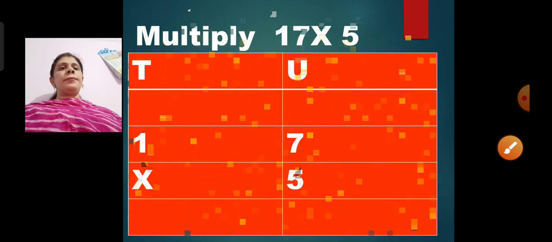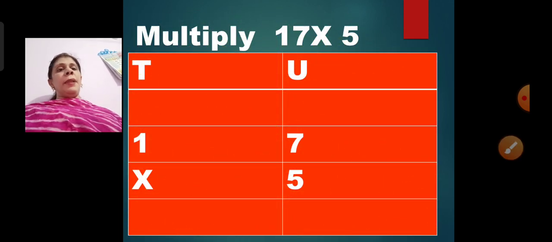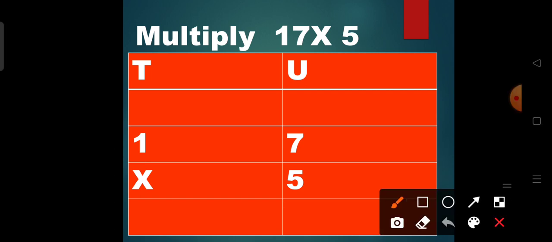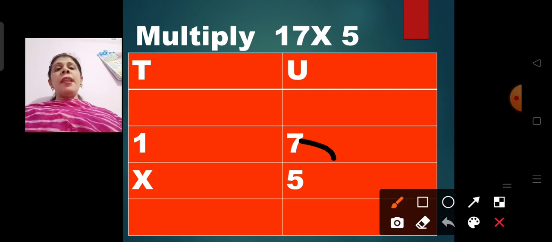Next. 17 multiplied by 5. What is our question? 17 multiplied by 5. Let us multiply 17 by 5. 7 5s are 7 1s are 7, 7 2s are 14, 7 3s are 21, 7 4s are 28, 7 5s are 35. Now we will write 5 here and 3 we will carry over in tens place.